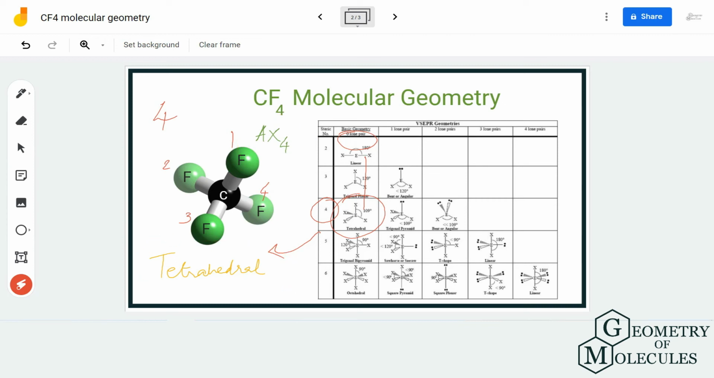So I hope this video helps you to understand the molecular geometry of CF4. The molecule has a bond angle of 109.5 degrees, and I hope this video helps you to understand that better.